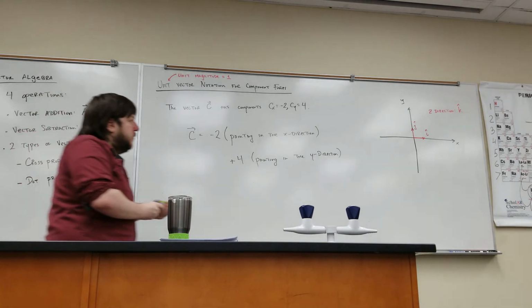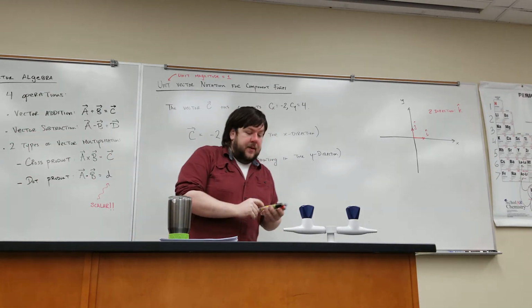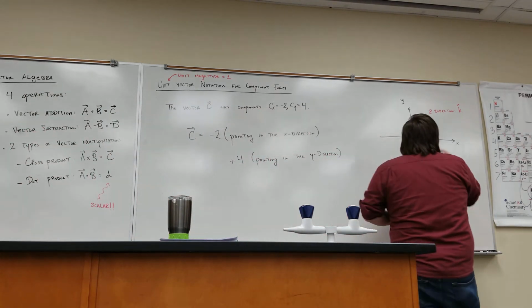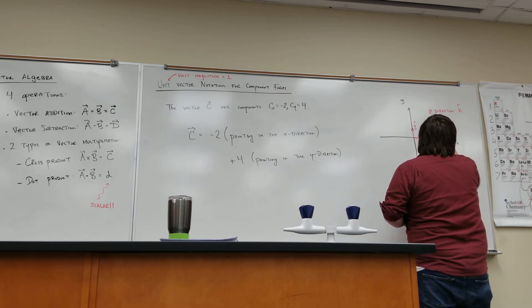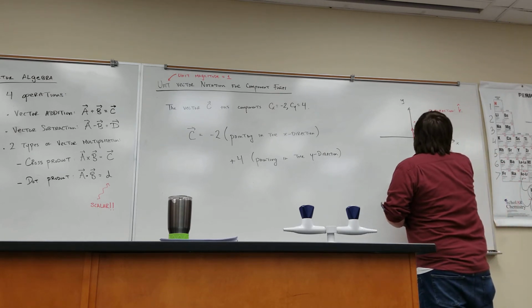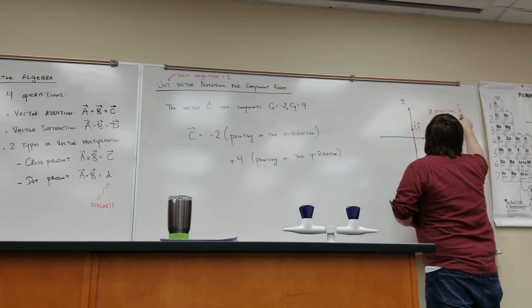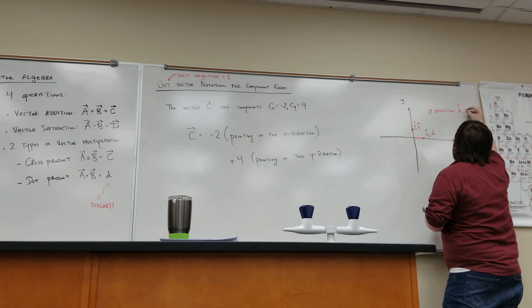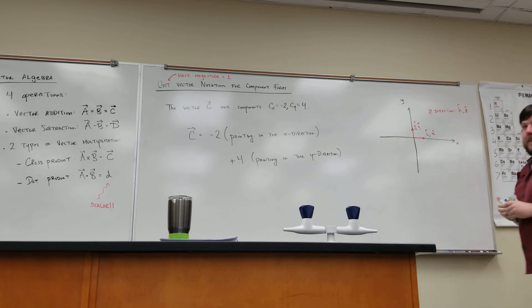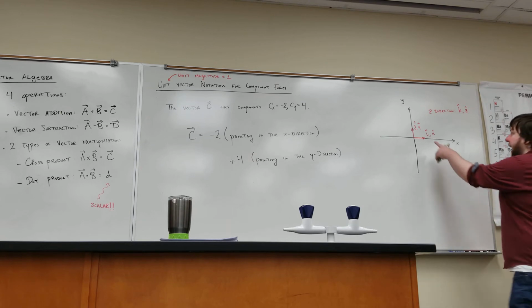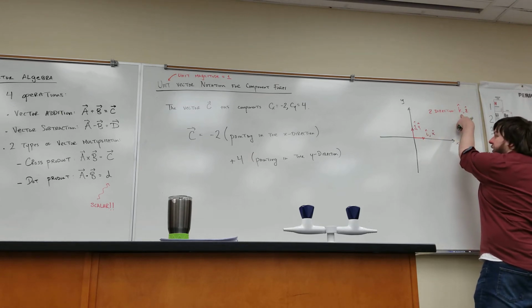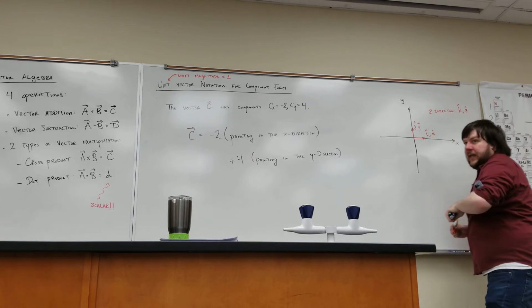Do they all have a hat? Yes, they all have a hat. So i hat can be given instead by x hat, j hat can be given instead by y hat, and k hat can be given instead by z hat. But notice that i, j, and k are 3 letters in a row, just like x, y, and z are 3 letters in a row.